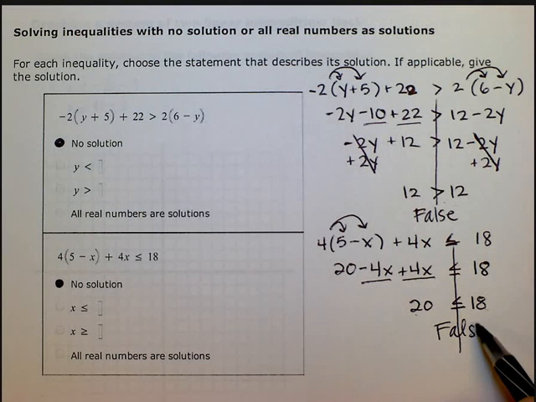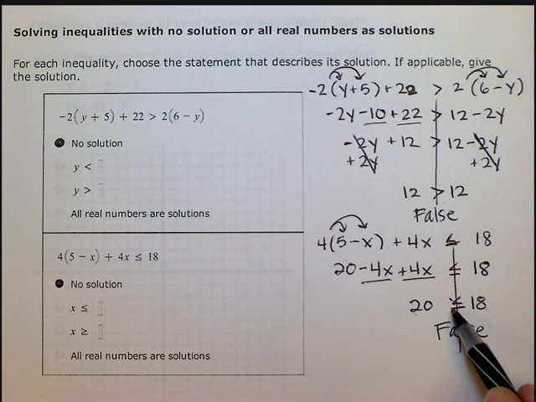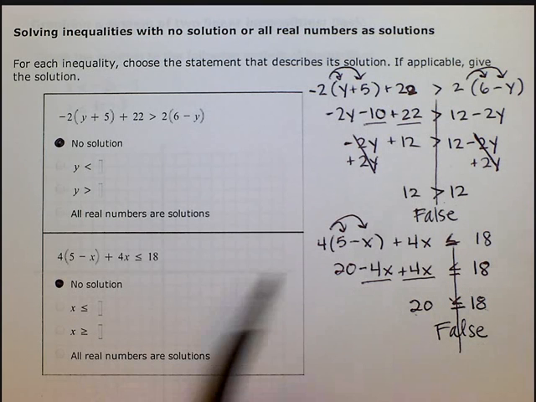Had my sign been the other way and said that 20 was greater than 18, then it could have been true, which would have been all real solutions. And that's how you do it.